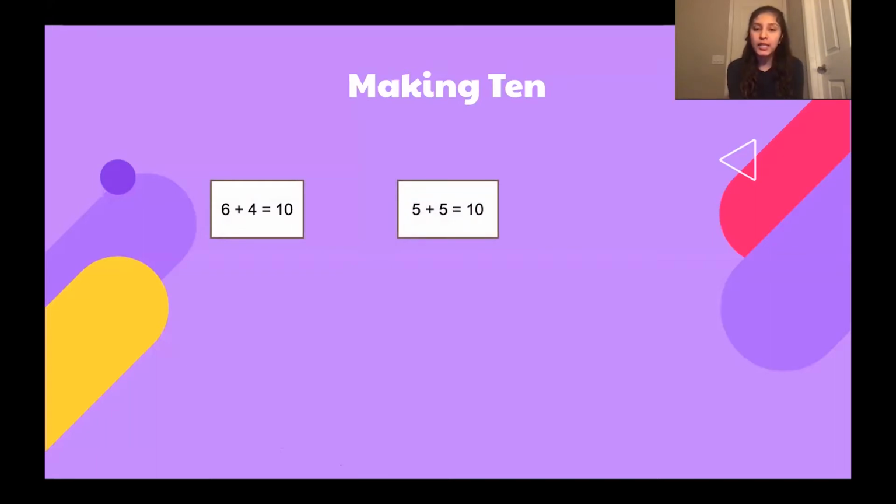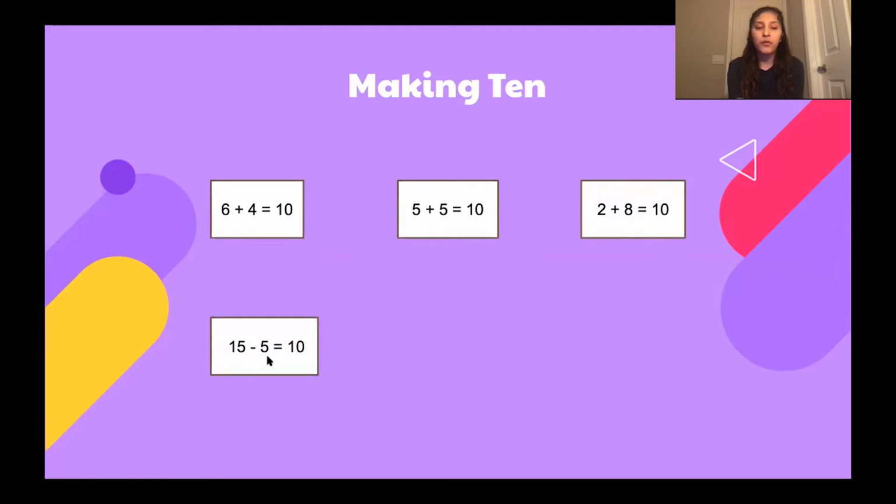And the last addition one was 2 plus blank equals 10. What was that? The missing addend was 8. 2 plus 8 equals 10. All right, and then we have 3 subtraction problems. The first one was 15 minus blank equals 10. 15 minus 5 equals 10.